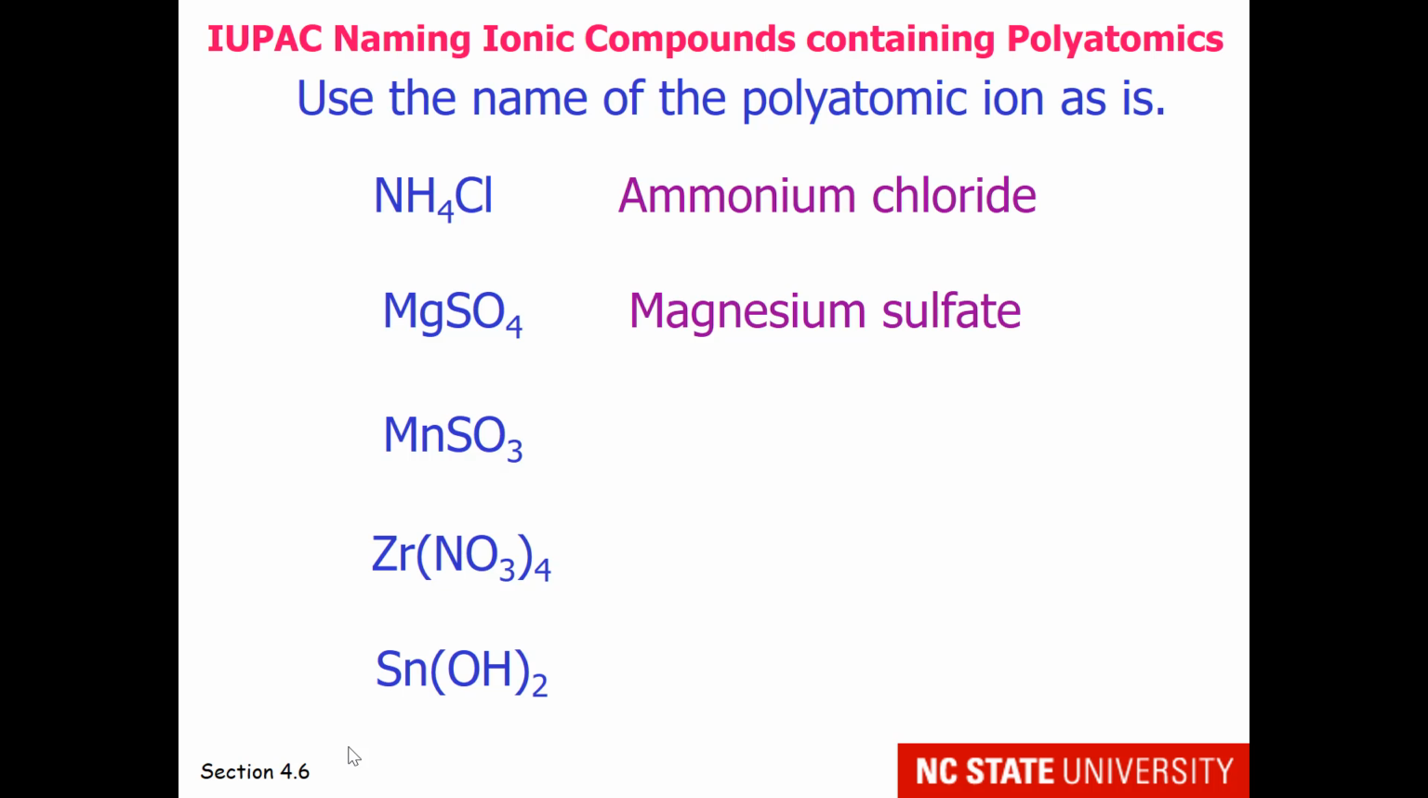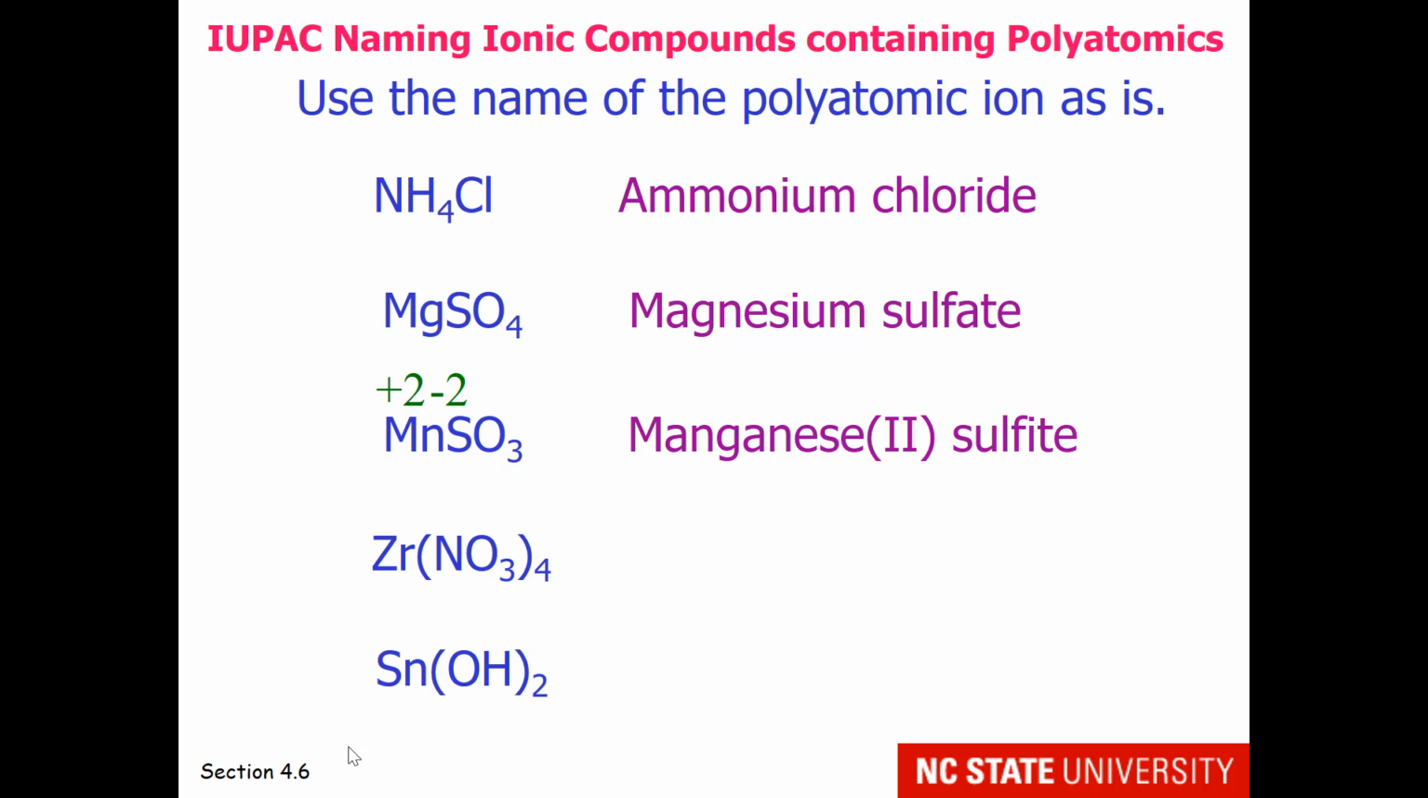Manganese on the periodic table is a transition element. So we're going to have to figure out the oxidation state. The SO3 ion has a 2- charge. So that means the manganese has to have a +2 oxidation state. So we're going to name this manganese(II) sulfite.